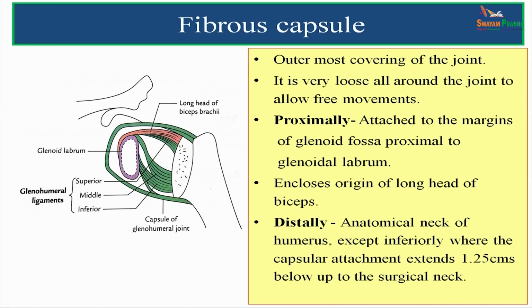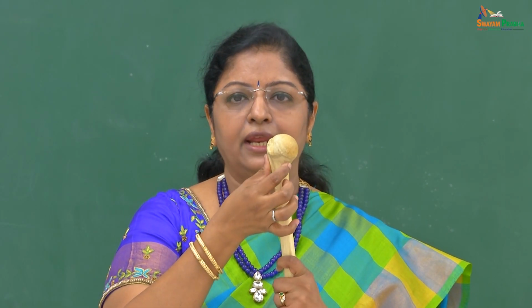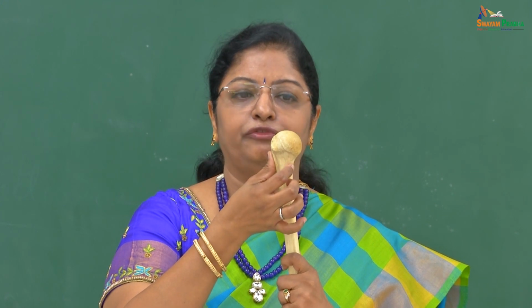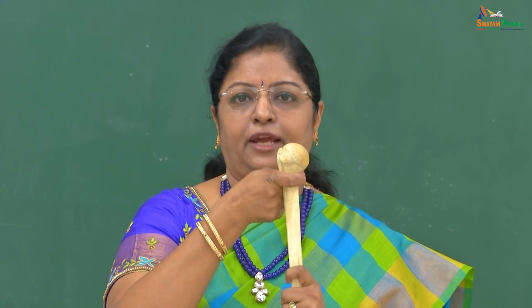Going on to the fibrous capsule, the first ligament of the shoulder joint, it forms the outermost covering of the shoulder joint. It is very loosely attached all around the joint, so the shoulder joint can go in for free movements. Proximally, it is attached to the margins of the glenoid cavity, even proximal to the attachment of glenoidal labrum. It encloses the origin of long head of biceps brachii muscle. Distally, it is attached to the anatomical neck of the humerus, except inferiorly where it extends below for about 1.25 centimeters up to the surgical neck of the humerus.